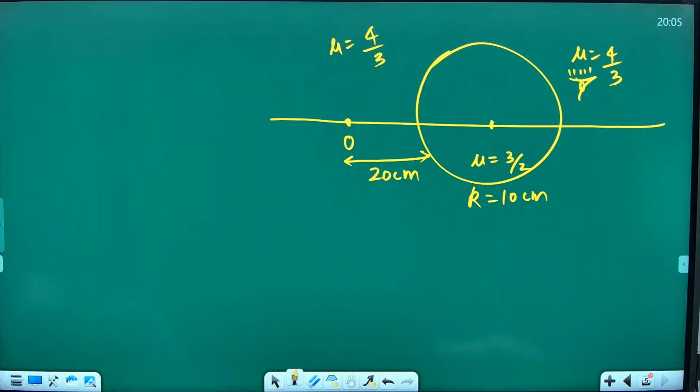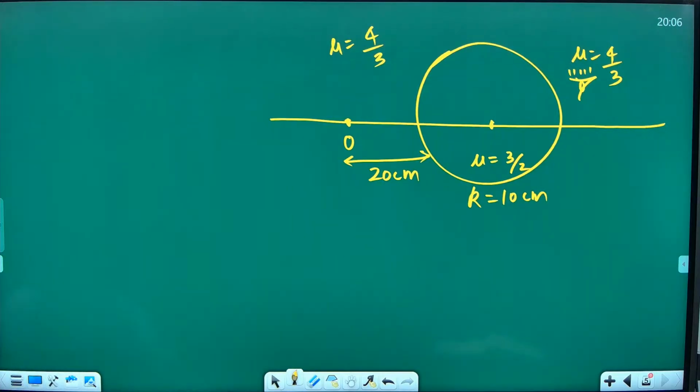I have given you a hint for the first interface. What is the value of mu1? 4 by 3. What is mu2? 3 by 2. What is u? Plus or minus? Minus 20. What is r? Plus 10. For this data you will get v, however it comes, plus or minus, I don't know. After that, think properly, because from that interface you should find the value of u. And then what will be mu1? What is mu2? Then you will find the value of v, get the answer.